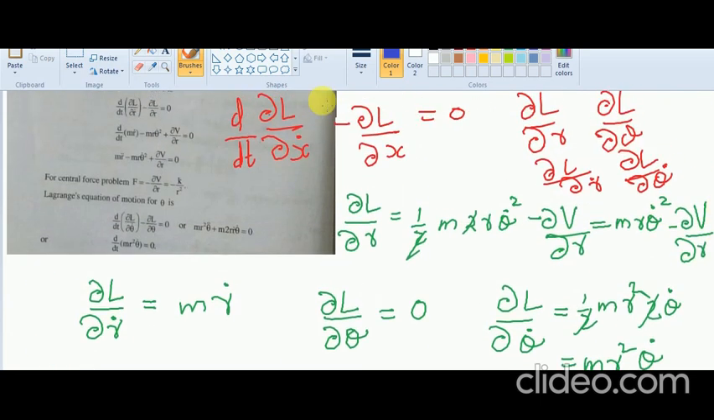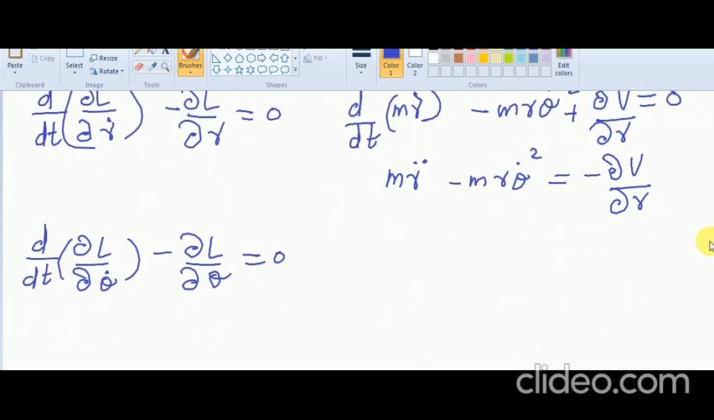So we know that for central force problems the force is given by minus dou v by dou r. So that we got here: minus dou v by dou r is equal to m r double dot. m r double dot is a force; r double dot is the acceleration. So force is equal to minus dou v by dou r.